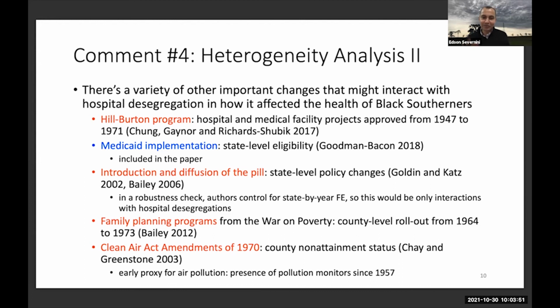Also, maybe I can bring a little bit from my own research about pollution. Maybe there's something about pollution as well. There's some early data on where they had pollution monitors, for example, since 1957. That was a clear indication that the county was very polluted. Maybe decreases in pollution might have contributed as well. And having the opportunity to go to the hospital might have contributed to a reduction in mortality, because now they have access to hospitals in case they are suffering the consequences of pollution exposure, for example.